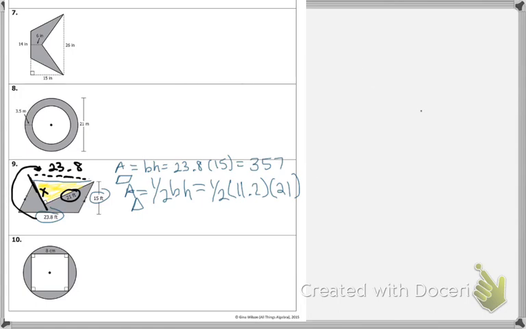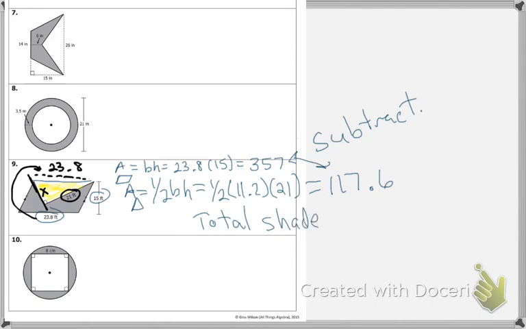This ends up being 117.6. So now these two you subtract. So your total shaded area equals 239.4 feet squared.